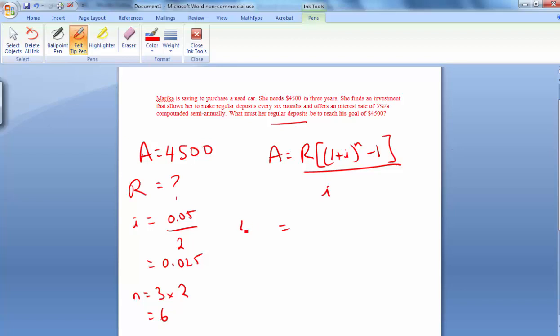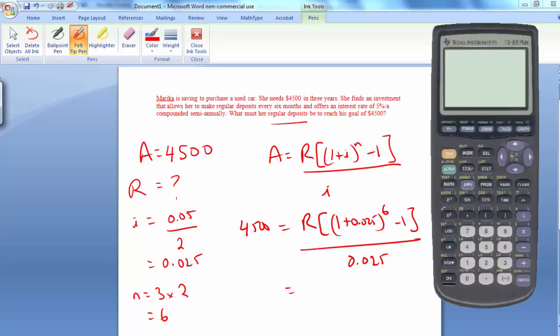So again, we're just going to substitute: 4,500 equals R, just leave it as an R, times the bracket 1 plus 0.025 to the power of 6 minus 1, close the bracket, all over 0.025. So when you grab your calculator, you're going to do what you can on the right hand side. So I'm going to solve everything that I can and then go from there.